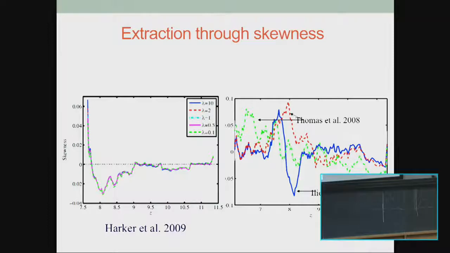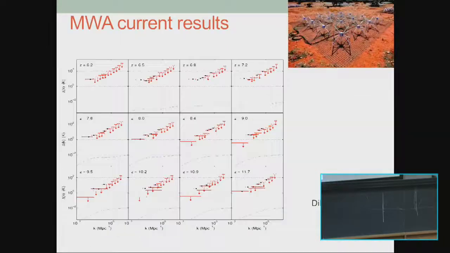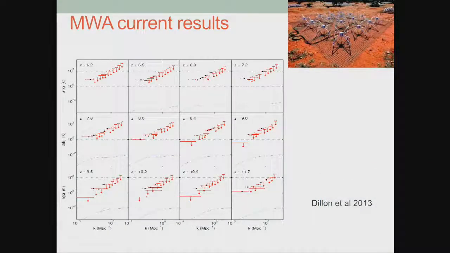It's very neat. If you find this, it's very hard to mimic this with a systematic. Of course, it's harder to measure than the power spectrum or the RMS, but if you can measure it, that's very neat. I always skip this in talks because it takes time. Here I had time, so I can do it. Okay, so we are drawing towards the end. Let me show you what the current results are.